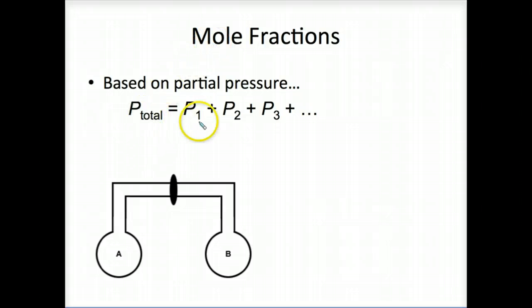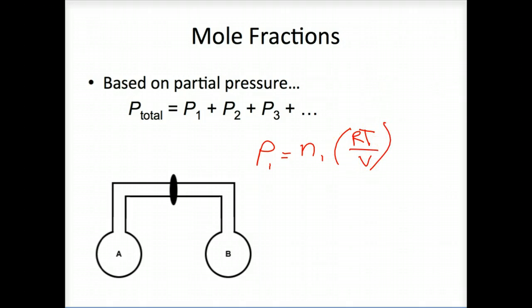Now, mole fractions, since they're based on this, remember that P1 equals N1 times RT over V. Now, the reason that we put RT over V in parentheses is because if they're in the same container, they're going to have the same temperature. If they're in the same container, they're going to have the same volume. So that means that my pressures are really a result of my moles, the amount of gas I have. So let's rearrange and solve for N. That means N equals PV over RT.